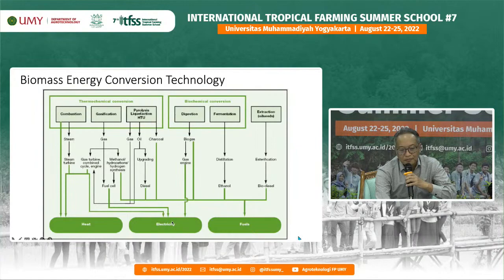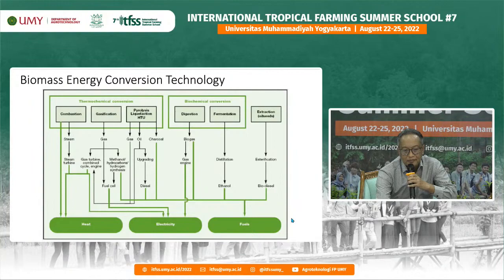With digestion, you can build biogas, and the gas can turn a gas engine, and then you can make electricity, or you can burn it directly for heating or fuels. And then with fermentation, you can have ethanol as fuels. Extraction from jatropha, for example, then you can have biodiesel for fuels. This is the common conventional technology that we use today.